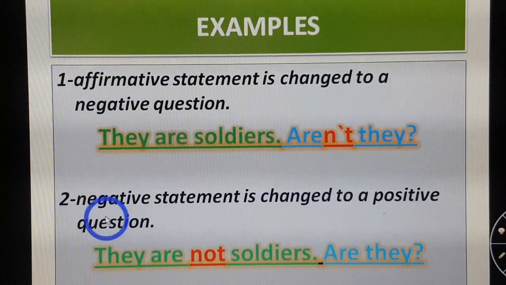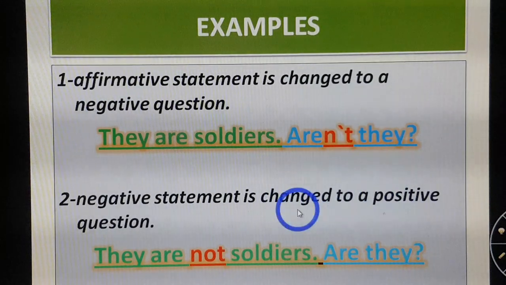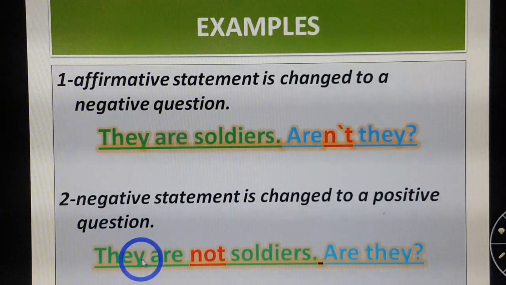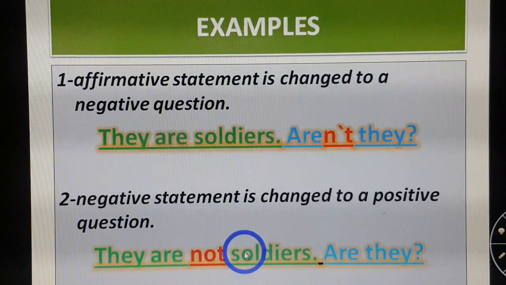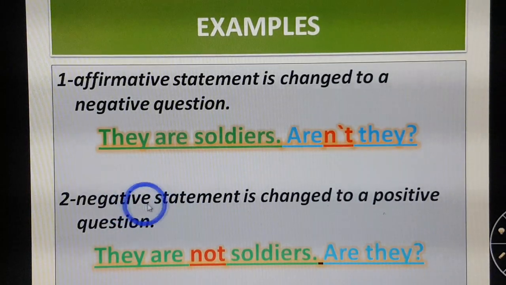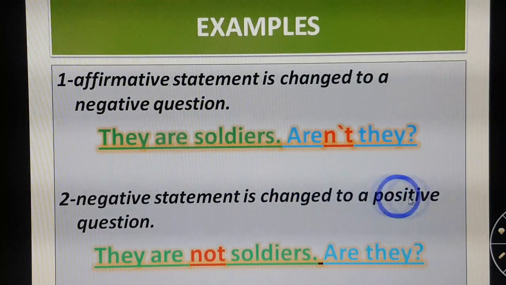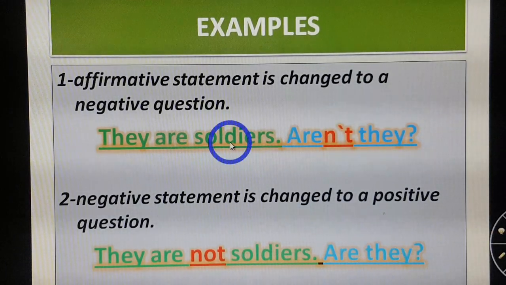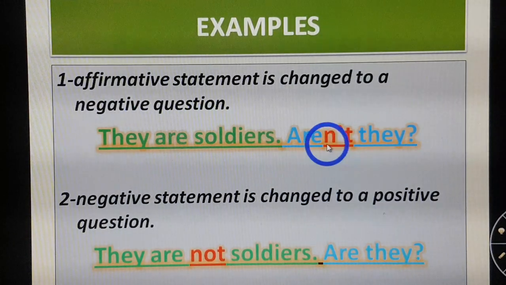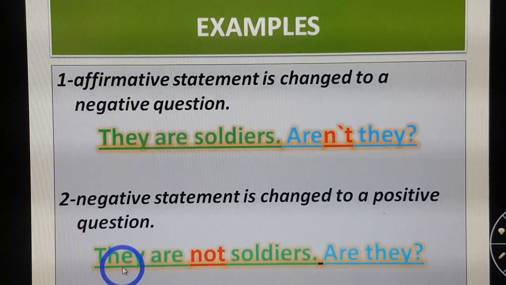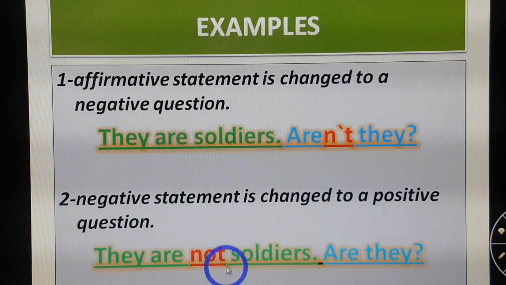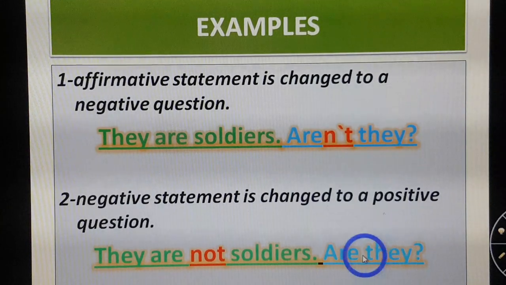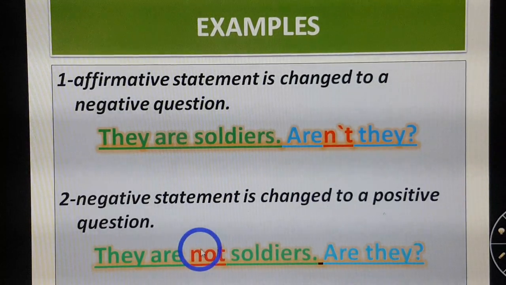Okay. Look at the next. Negative statement is changed to a positive question. وهذا اللي احنا قبل شوي قلناه انه الجملة اذا كانت نفي شوف الجملة الان they are not soldiers هؤلاء ليسوا بجنود اذا كانت الجملة statement نفي اذا وش يصير للسؤال راح يكون positive راح يكون ايجابي لاحظ السؤال الان هنا they are not soldiers are they شوف الاولى لما كانت عندي affirmative positive السؤال كان negative they are soldiers aren't they لكن لاحظ هنا لما صارت الجملة نفي نيجاتيف they are not soldiers وصار هنا الكويستشن تاغ are they صار بوزيتيف.